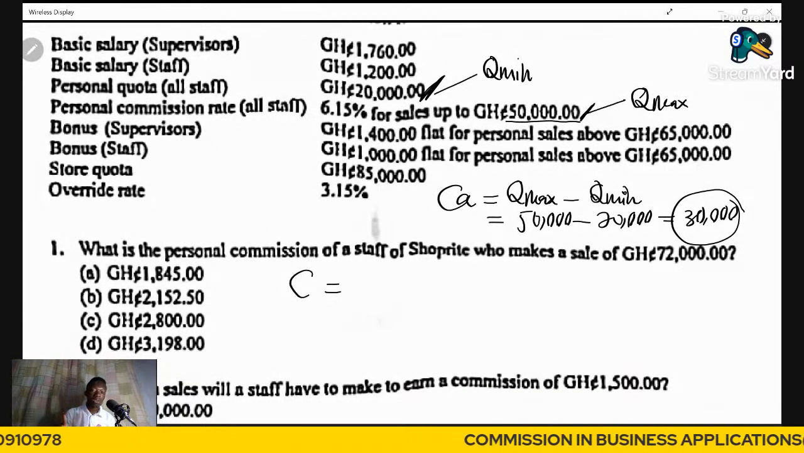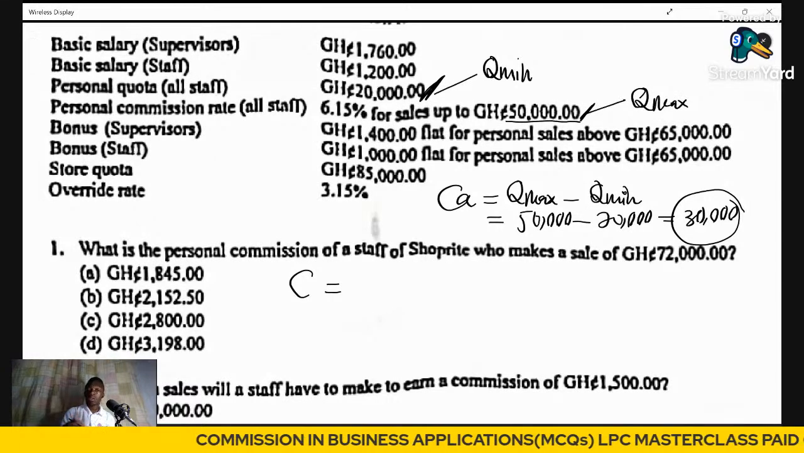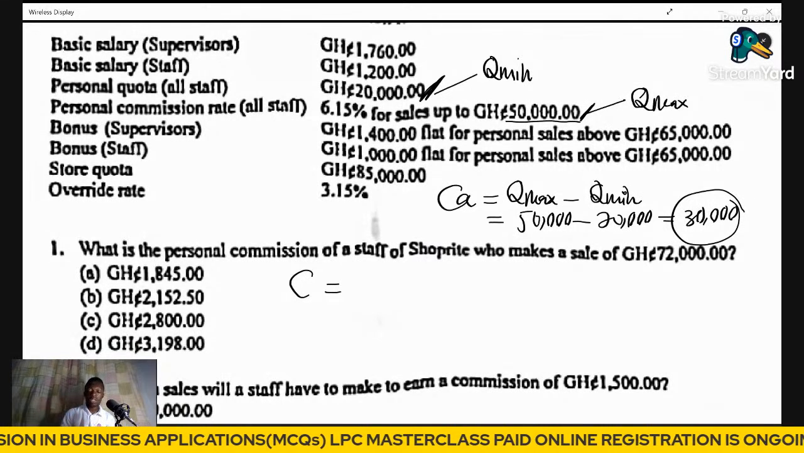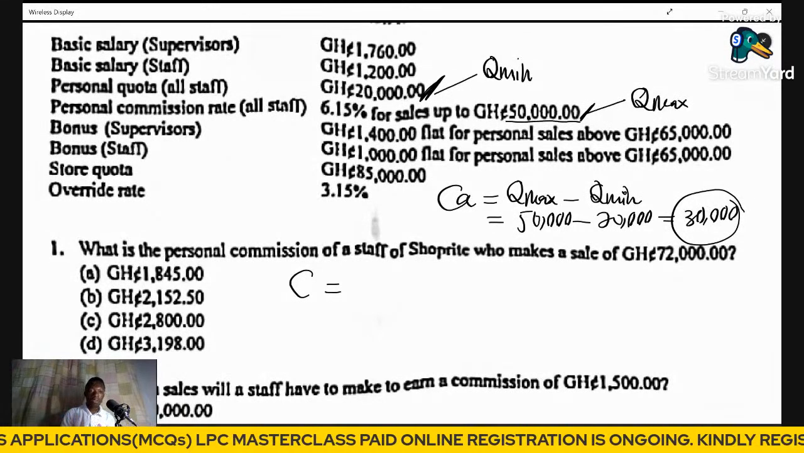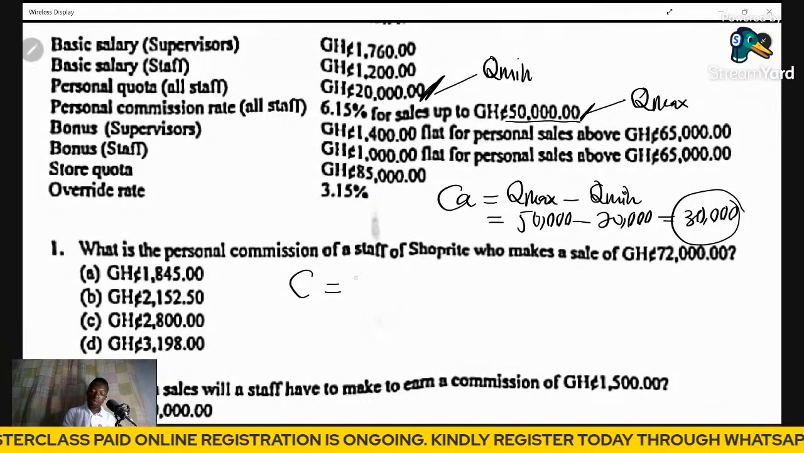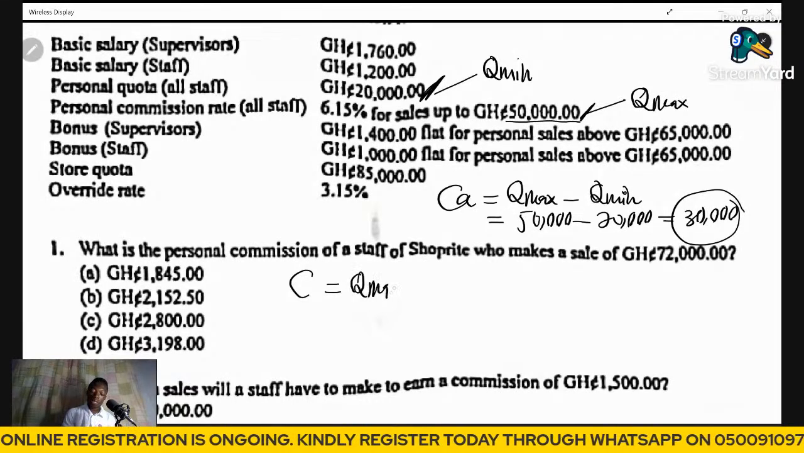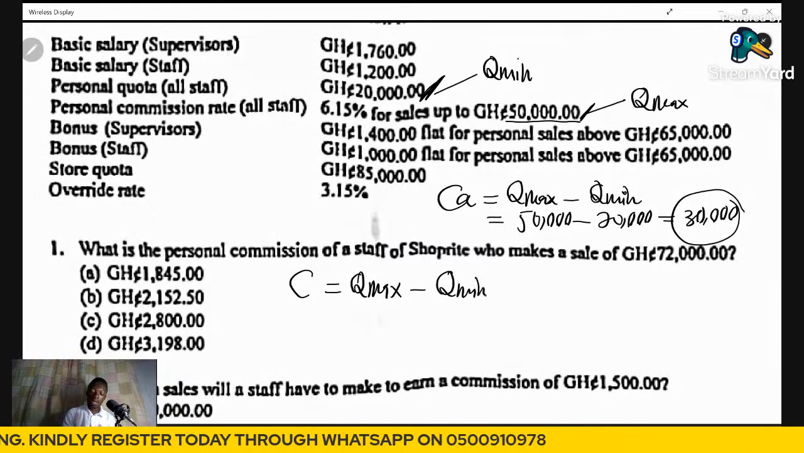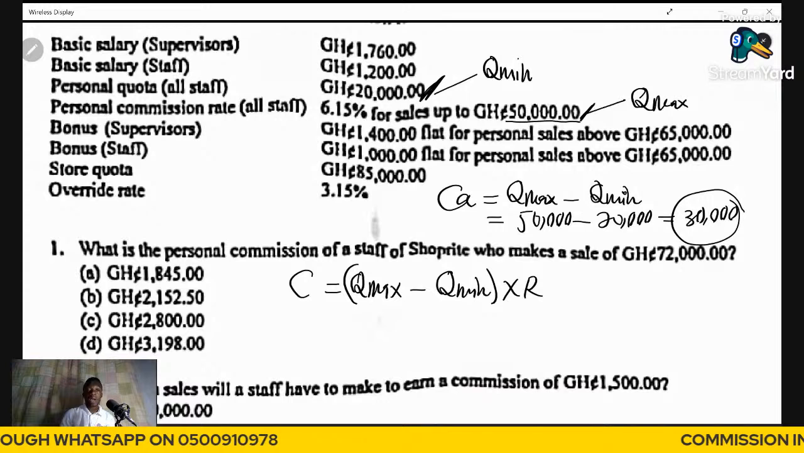So any other extra sales that come after the maximum quota, you don't earn any commission on that. It's going to be for other incentives to be added to that particular staff. So here the commission is going to be the comparison of the maximum quota with the minimum quota, and then multiply by the rate of commission. I hope you are following that.